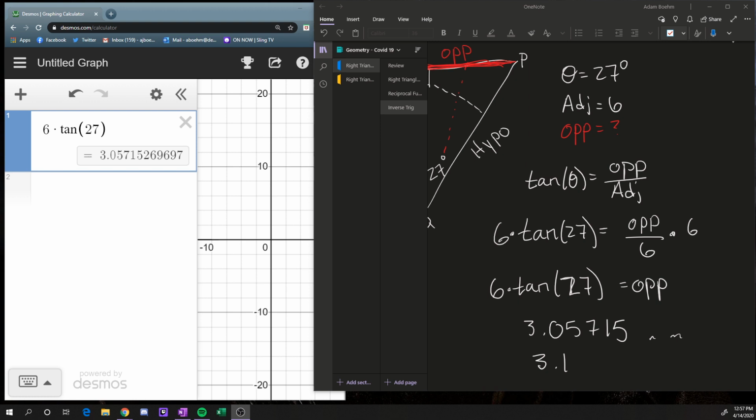Is the homework going to be finish R8? Yeah, if you haven't finished R7 or R8, get them done by Thursday. That's your homework.